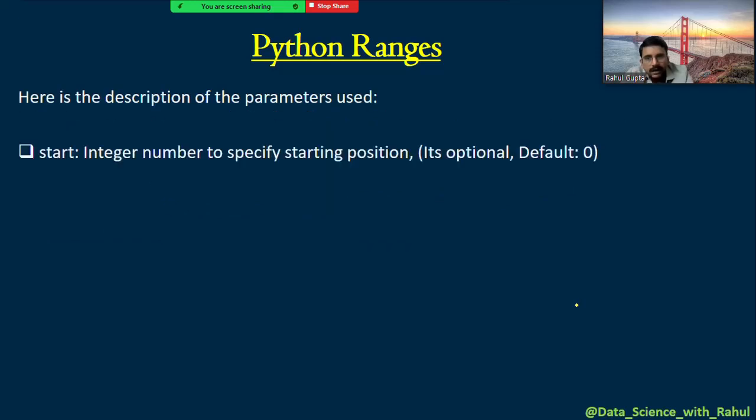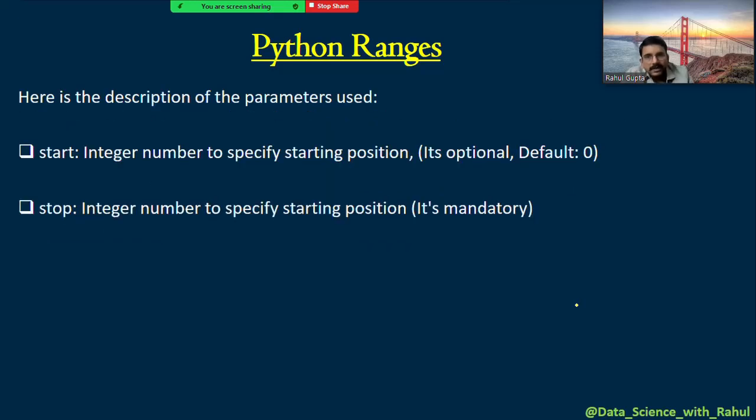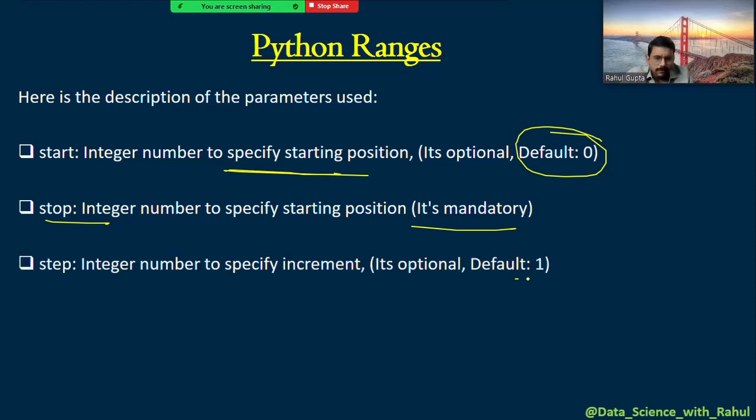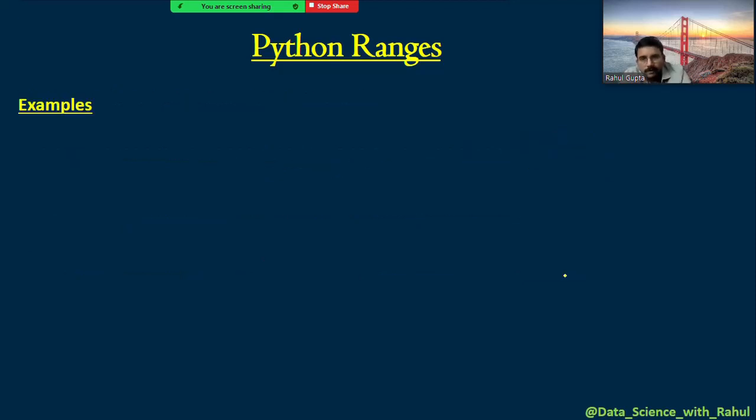Correct? That's how we should remember. Now let's see here. Start means from where you want to start. Okay. Remember it's optional. The default value is 0. Stop is where you want to stop. It's mandatory because the program cannot define for you where you want to stop. You need to tell the program. Correct. And then the increment, by default it's 1. If you want to change, you can change it.